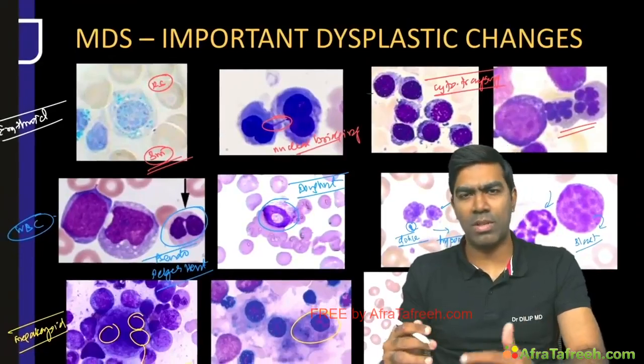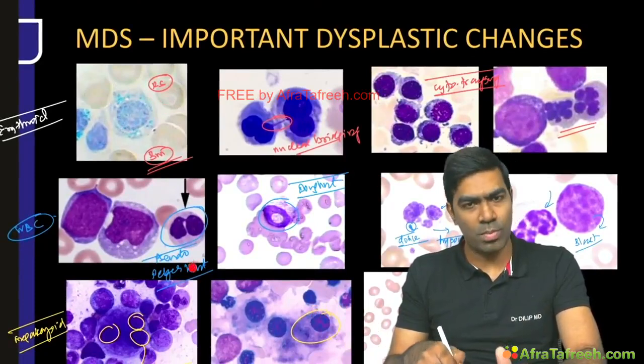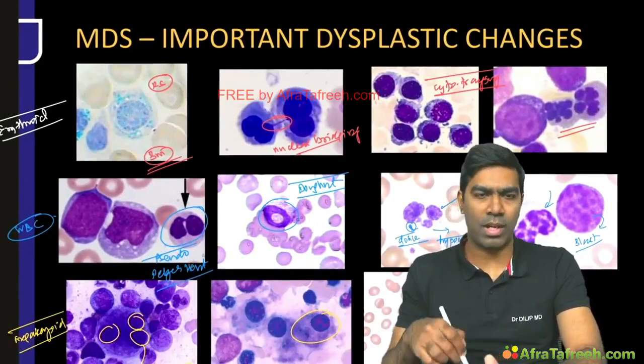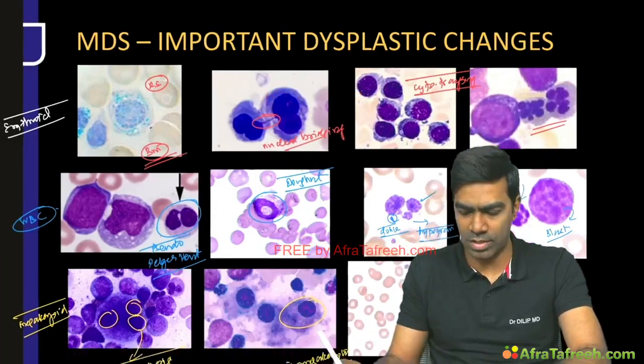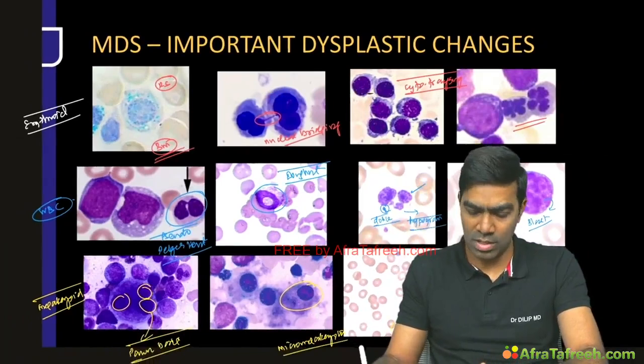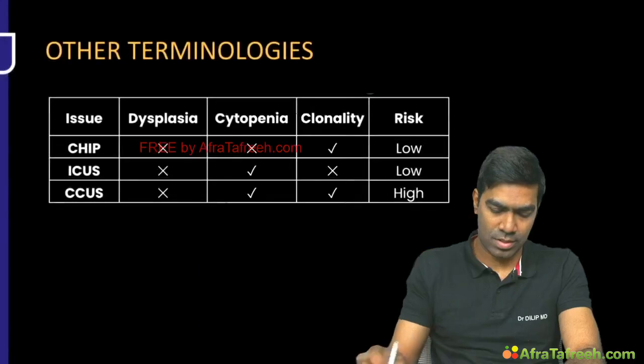Among this, if you ask me, the most important that can be asked in exam will be the ring sideroblast, the pseudo-Pelger cells, and the pond ball megakaryocytes, which is something that has been already asked in exam. That's why I've given these changes first. So don't forget the ring sideroblast, the pseudo-Pelger cells, and the pond ball megakaryocytes.